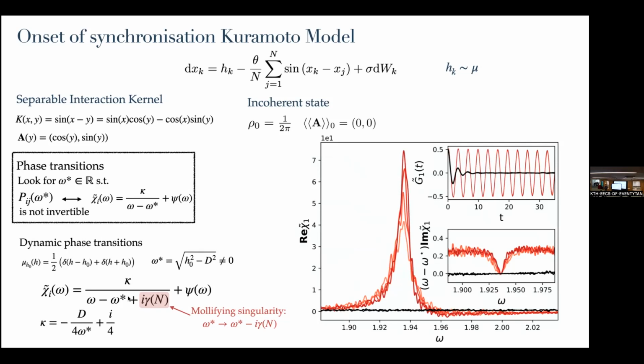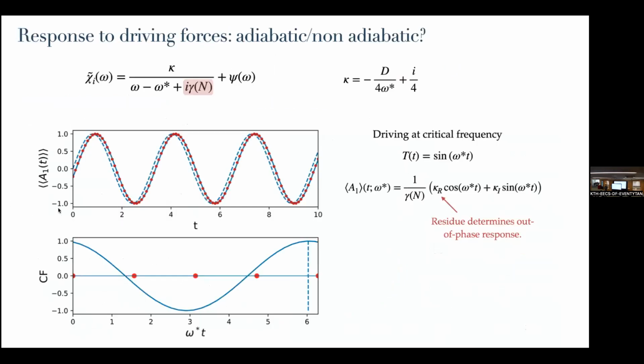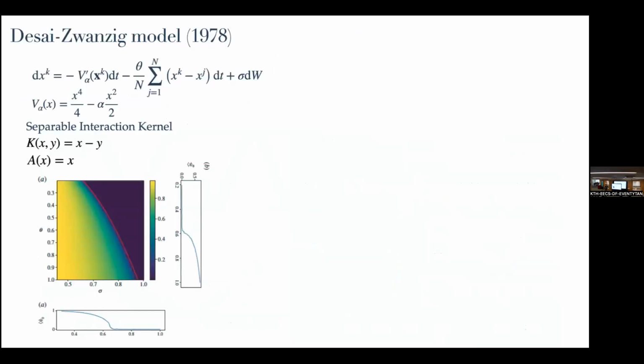And I just want to say that this signature of criticality hides the features of the phase transition also in what is called the residue. And the residue one can link to how the response of the ensembles is in or out of phase with respect to the applied input.